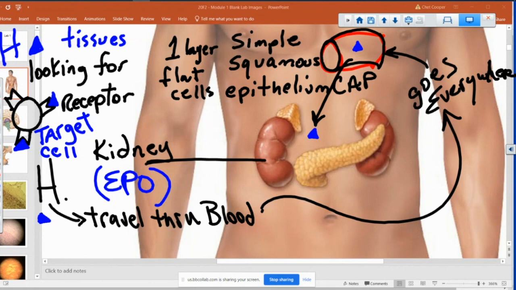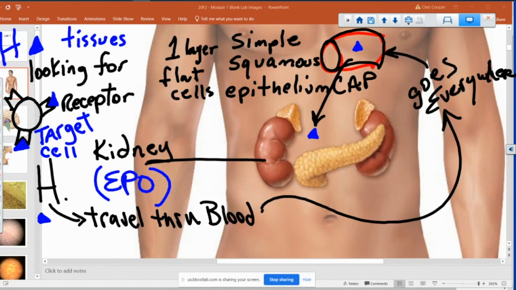And your blood goes just about where? Everywhere. Just about everywhere. And the whole purpose is it's using the blood to get somewhere. It may go the wrong place at first. That's okay, because nothing can happen until we have a receptor on what kind of cell? Target cell. So now look at your handout and tell me, what's the target for EPO?